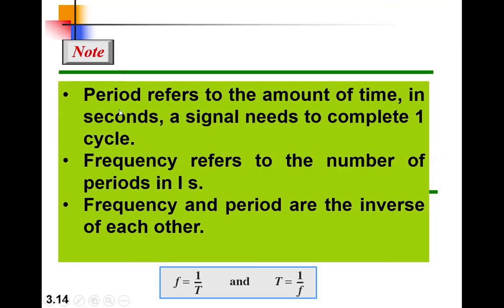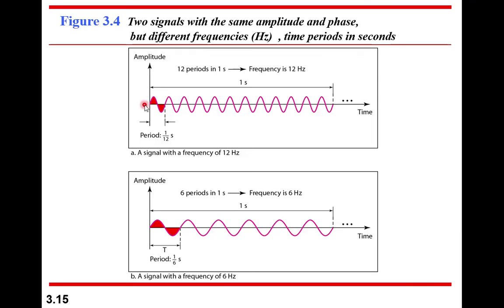Now what is period? Period refers to the amount of time in seconds a signal needs to complete one cycle. So the period, or time period, is the amount of time in which one cycle is completed. For example, you can see one cycle is completed in this time. The time from here to here is called the time period.